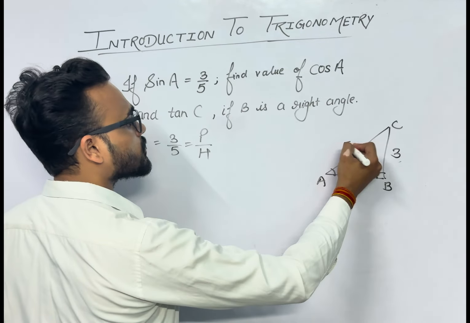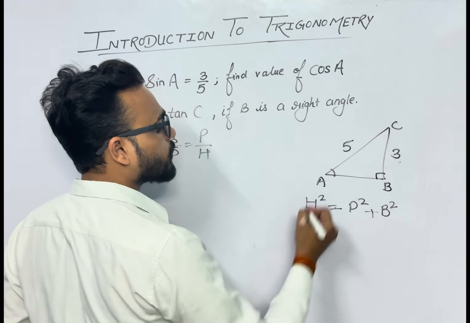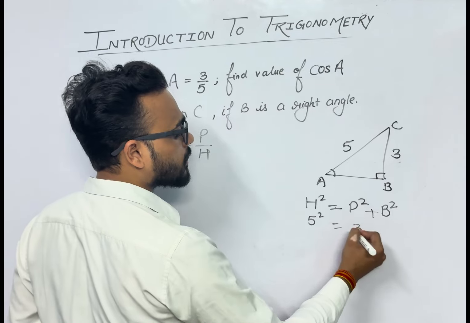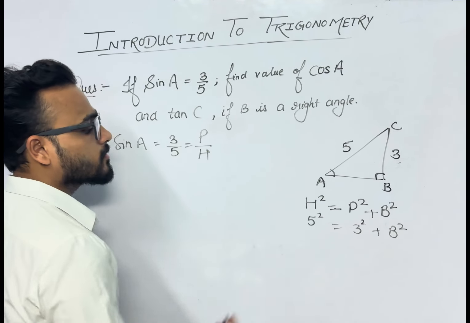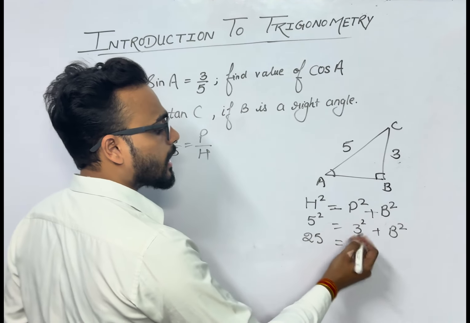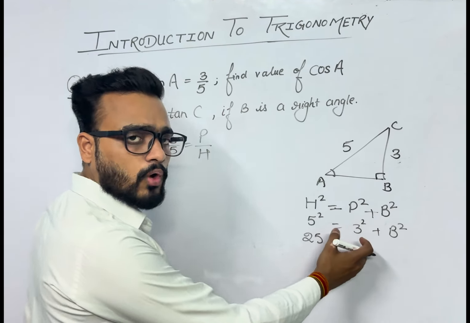So we have to apply the Pythagoras theorem, that is h square equal to p square plus b square. So the value of hypotenuse is 5 and the value of perpendicular is 3, and we have to find out the value of base. So square of 5 is 25 and square of 3 is 9 plus b square. So 9 would move to the left hand side, and 25 minus 9 becomes 16, which is equal to b square, and 16 is the square of 4. So the value of base is 4. So here the value of arm AB is 4.